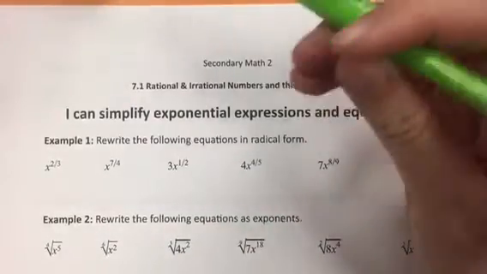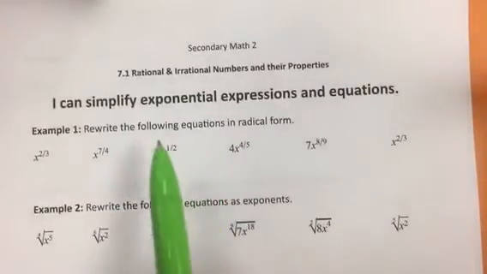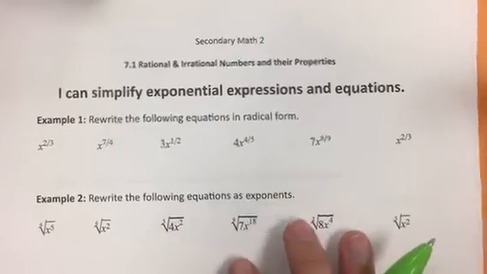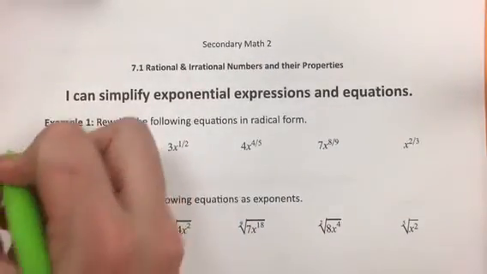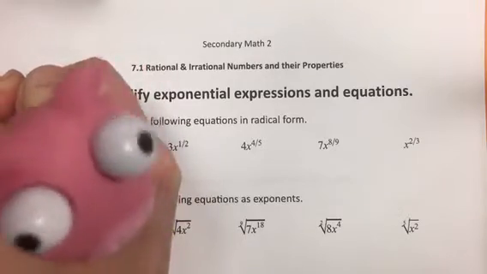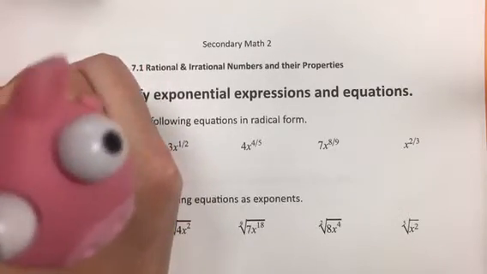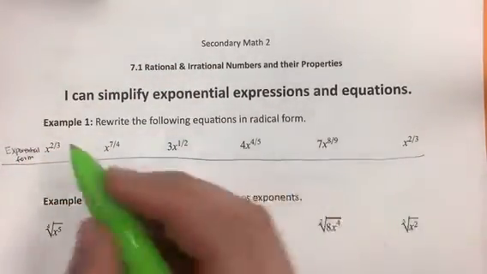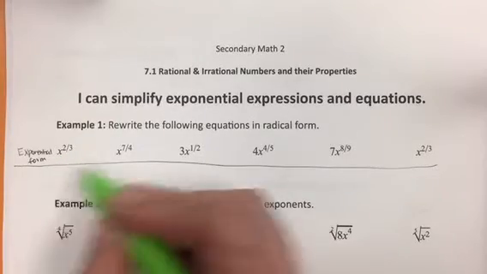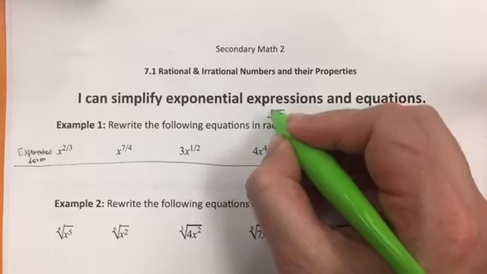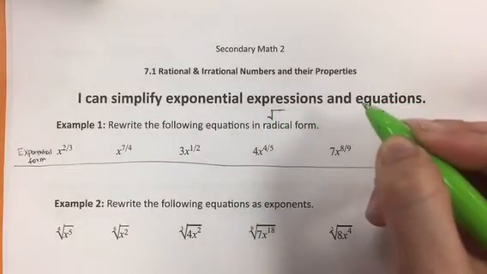In this video, we're going to go over rewriting the following equations in radical form for our first example. Right now, these are written in exponential form. So these ones in the top line are exponential. We're going to go through and rewrite them in radical form. Radical means they're going to have that root on there.